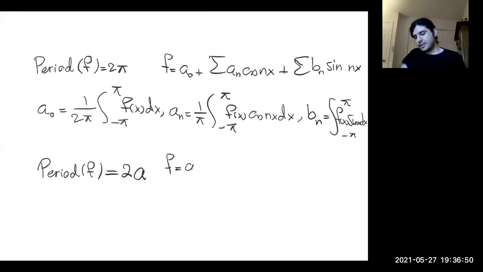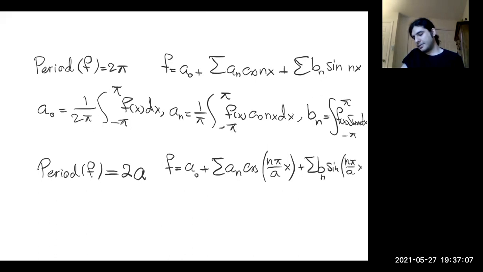It would still be of the form a naught plus sigma an, rather than cosine of nx, we would have cosine of n pi over a x, plus sigma bn sine of n pi over a x, where a is the half of the period of the function. And then also these variables have similar definitions. Rather than 2 pi, we have 2a. Rather than minus pi to pi, we have minus a to a f(x) dx.